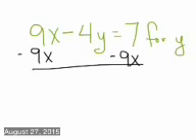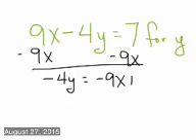It's the opposite of what's in front of the x, which in that case is a positive. So now I have negative 4y equals negative 9x plus 7.